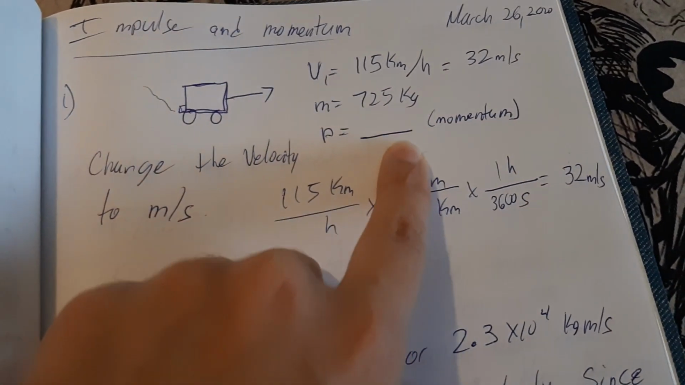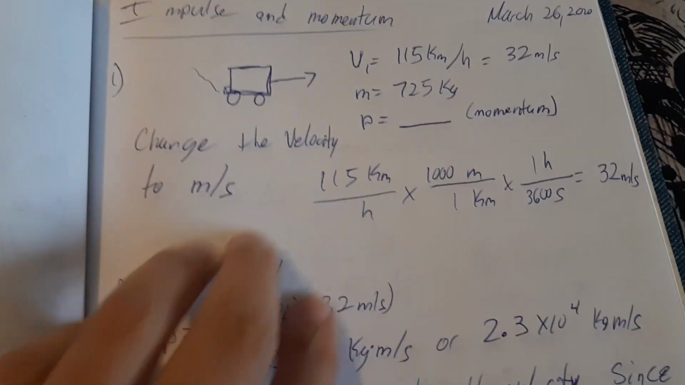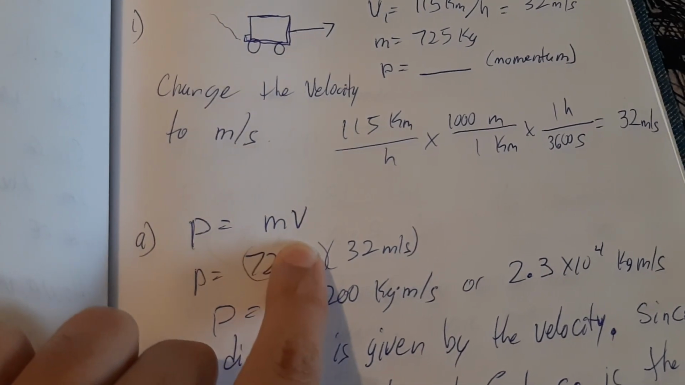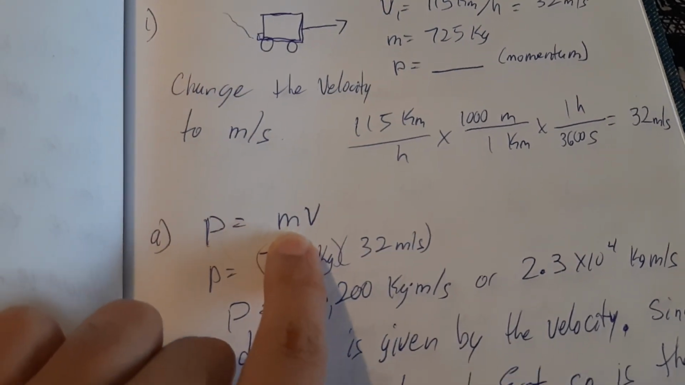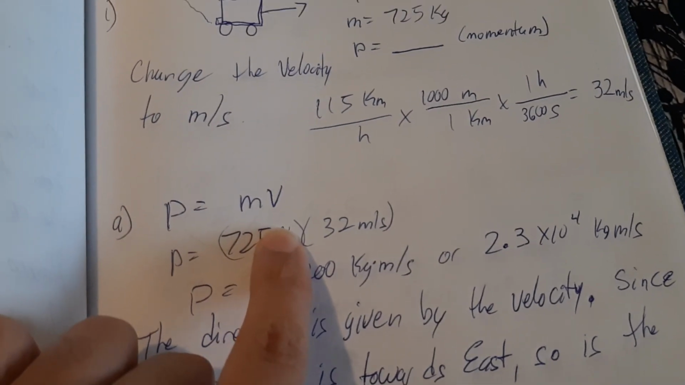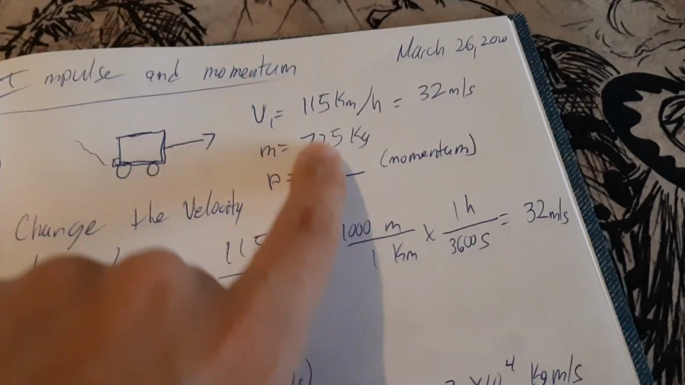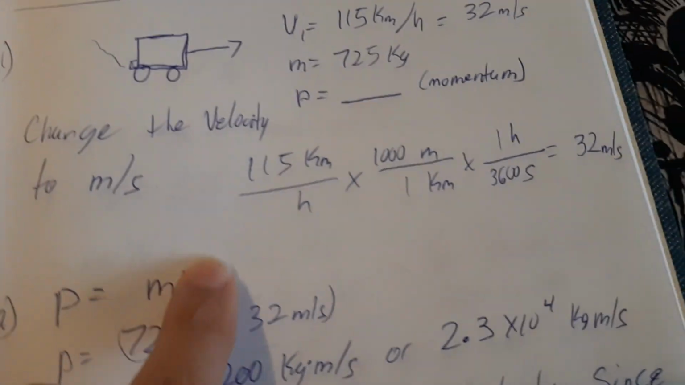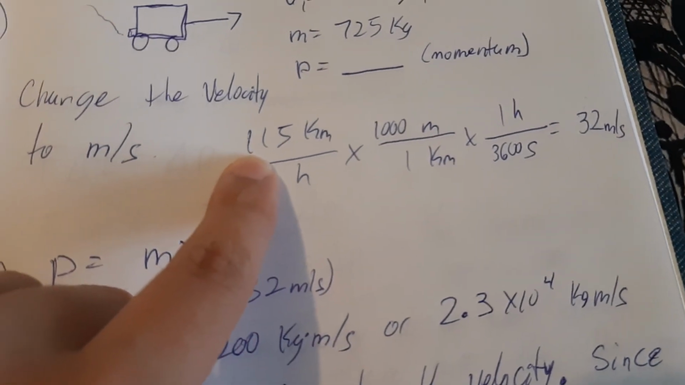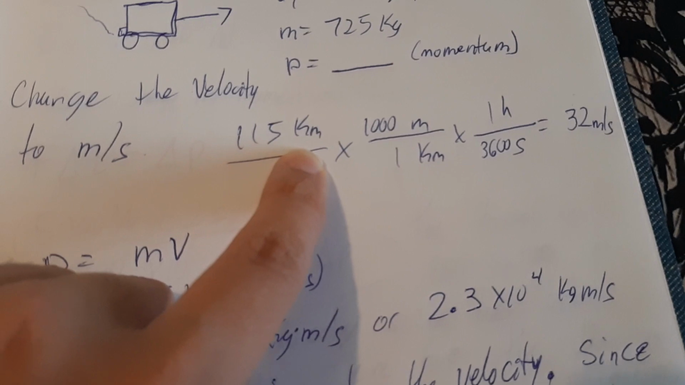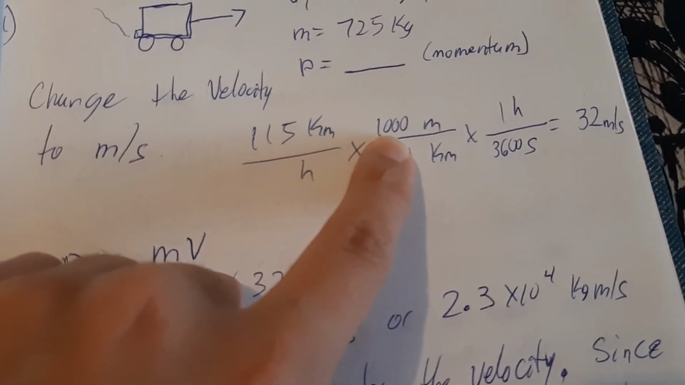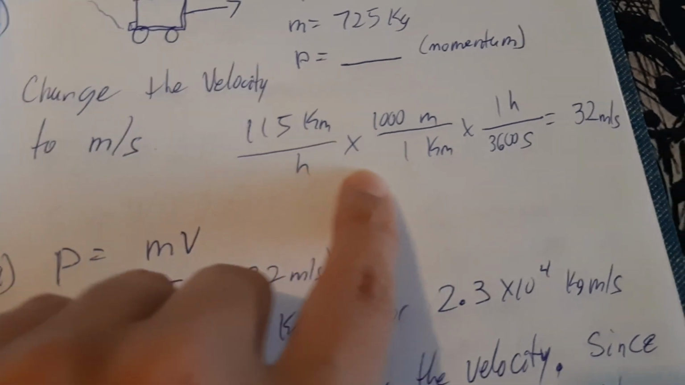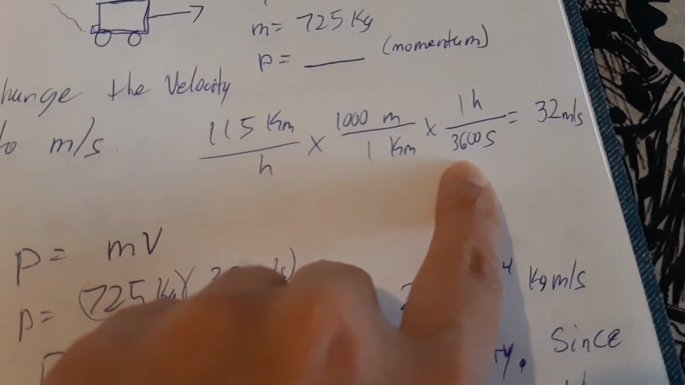All right? So, in order to find the momentum, we have to use the equation P is mv, where m is the mass and v is the velocity. But first, we must change the velocity from kilometers per hour to meters per second. And how do we achieve that? Well, we have 115 kilometers. We change them to meters by multiplying times 1,000. And we change the hours to seconds by dividing by 3,600.